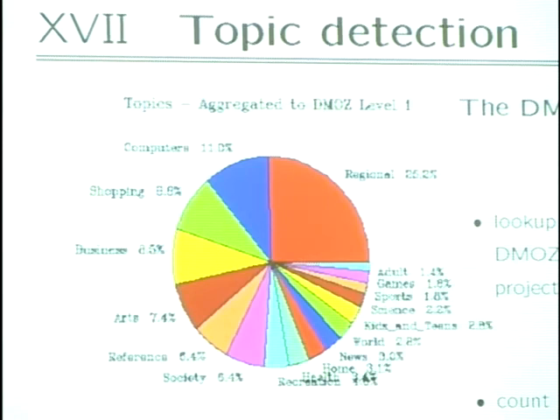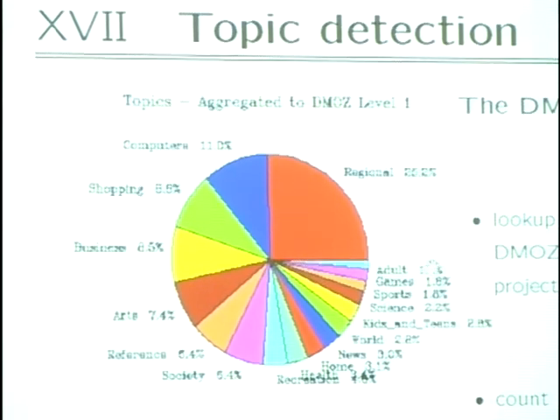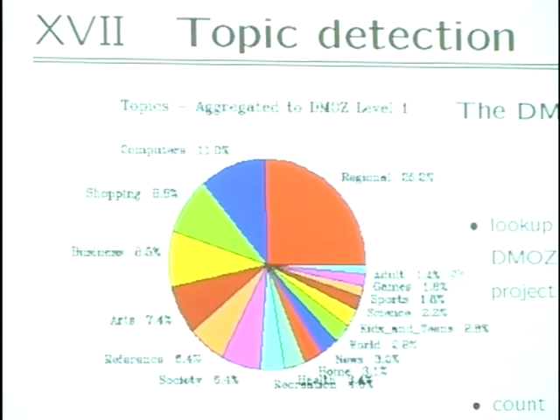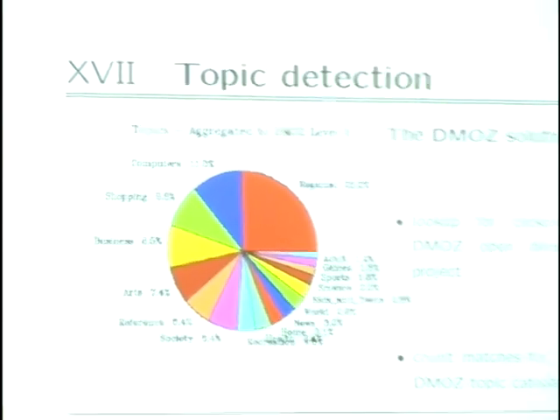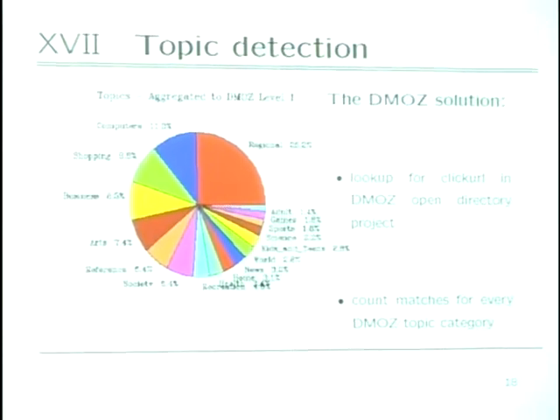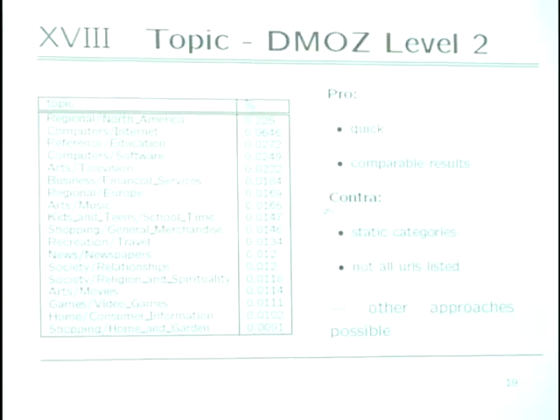Of course, regional queries are somewhat overrepresented. You will see later on that these are regional queries for North America. Then we have computers, shopping, business. What is somewhat surprising is that the topic category adult entertainment has only 1.5%, which seems pretty low to me. But you can imagine why: maybe not every porn URL is listed in the DEMOS directory.